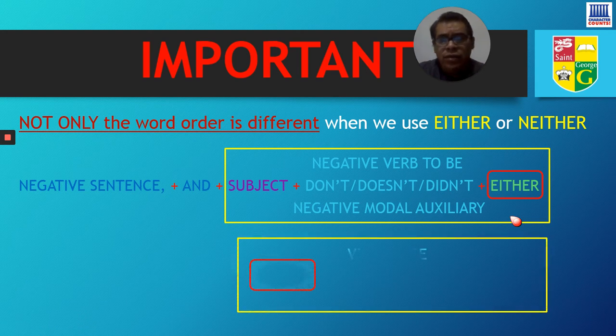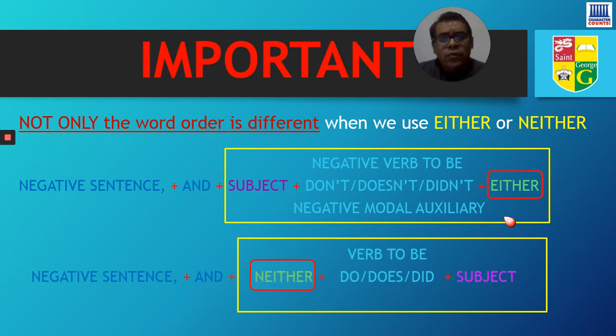It is different when we use the word neither. When we use the word neither, we have the negative sentence, the word and to connect the two sentences, and then we place the word neither. But pay attention to the verb. The verb is affirmative, not negative. Verb to be, or do, does, did, or the modal auxiliary, plus the subject. Either is at the end with a negative word, neither is after the word and with an affirmative modal or auxiliary verb.